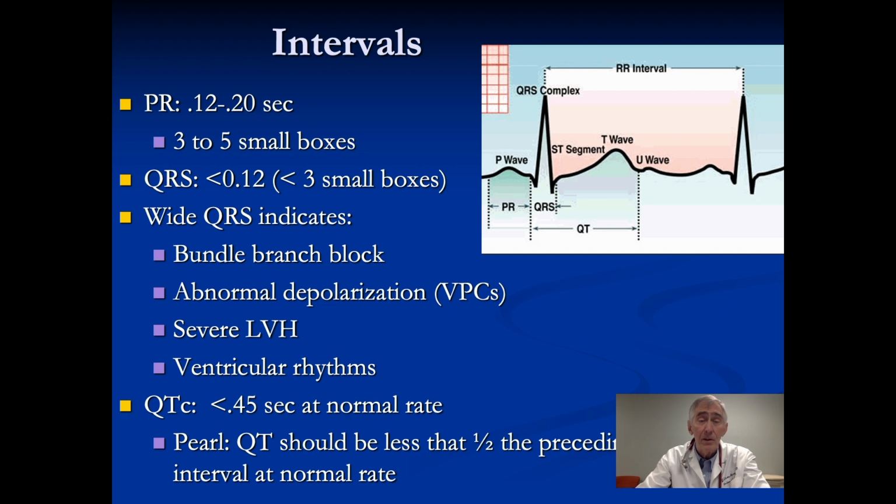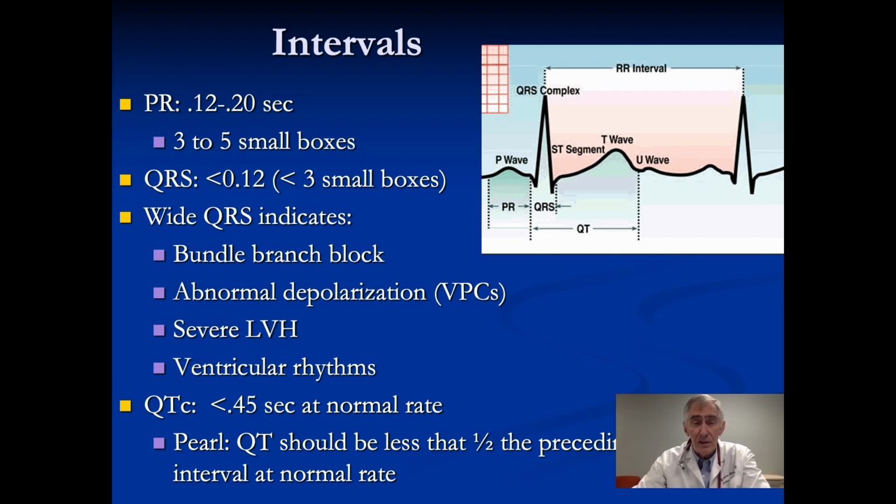Now, the QT is an interval which we mentioned begins with the QRS and goes to the end of the T wave, which sometimes is difficult to differentiate from the U wave, and again is complicated. Roughly, you want to know that 450 milliseconds, or 0.45 seconds at a normal rate, is normal.